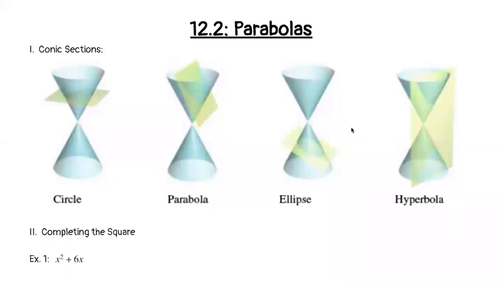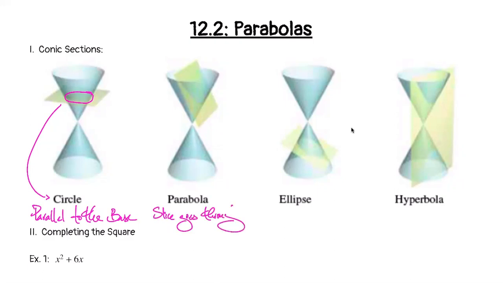For example, if you take a cone and you cut it all the way through, but parallel to the base, you're going to get a circle, okay? Like this cross section here is a circle. Now, if you take a slice of a cone and you only go through one cone, but you happen to go through the base as well, then what you're going to end up with is a section that looks like that, and that is a parabola.